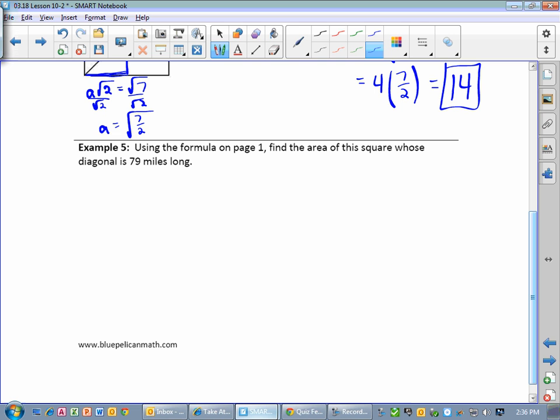Finally, find the area of this square whose diagonal is 79 miles long. So we need to draw a square. We don't have a picture. Now, where is the diagonal going to go? Across. Across. Diagonal. Okay, so that's a diagonal. From the top corner. Yeah.